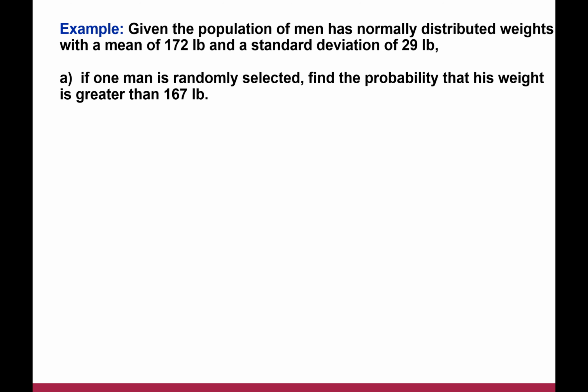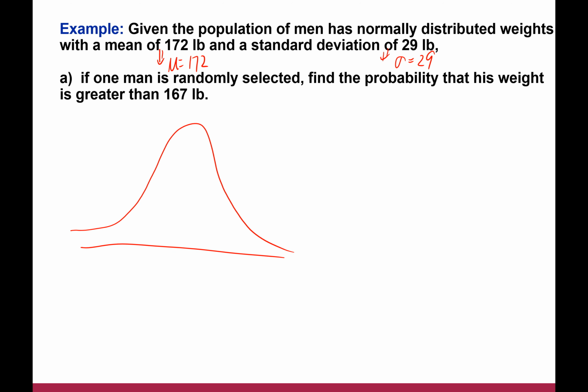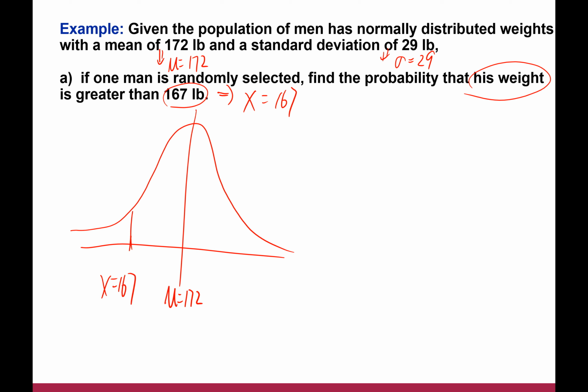So now, another example. Given the population of men has normally distributed weights with a mean of 172 pounds and a standard deviation of 29 pounds. If one man is randomly selected, that means the central limit theorem does not apply here, and this weight is greater than 167 pounds, given x equal to 167. So x equals 167, and we're looking for the area greater than, meaning the area to the right.